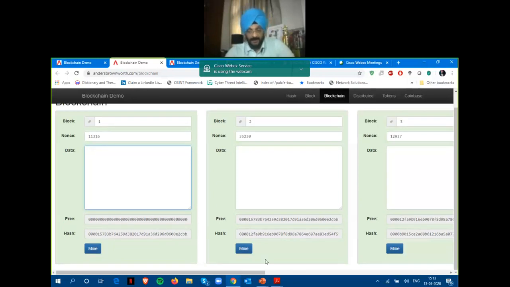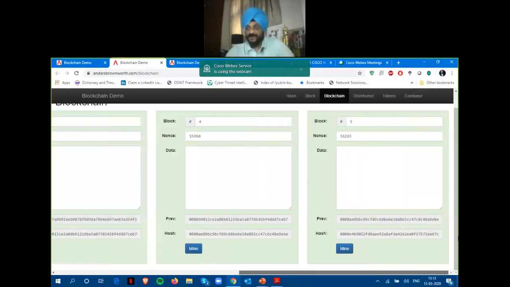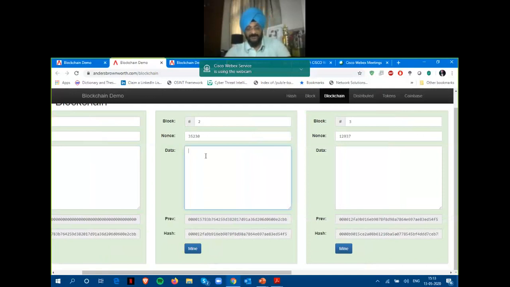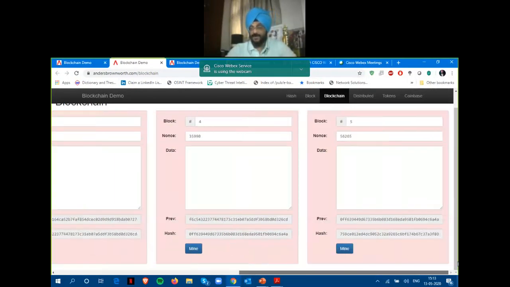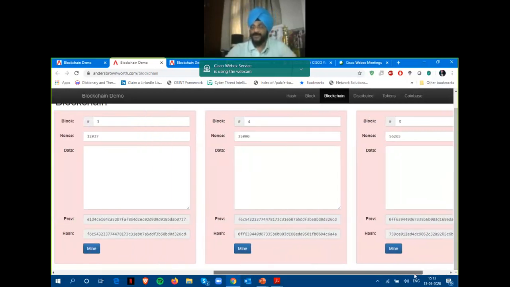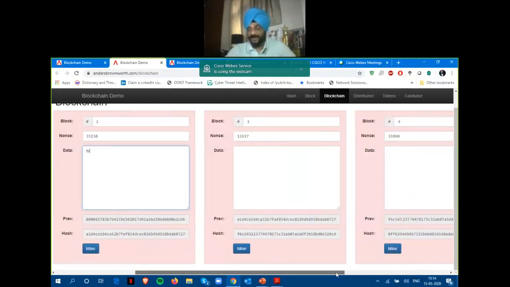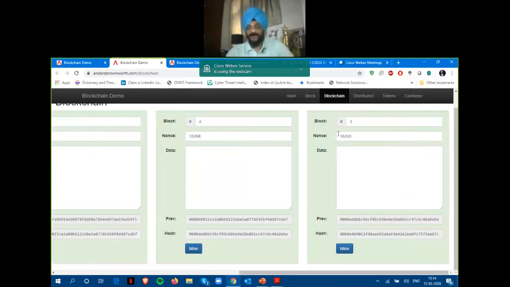Okay. So it goes on endlessly. Now you just see, if I try to change any value in this particular block, the blocks which come next are not meeting the requirement. So they will not accept any change in the block. What I want to tell you is that these blocks are so interlinked that you cannot manipulate the data in between. Right.